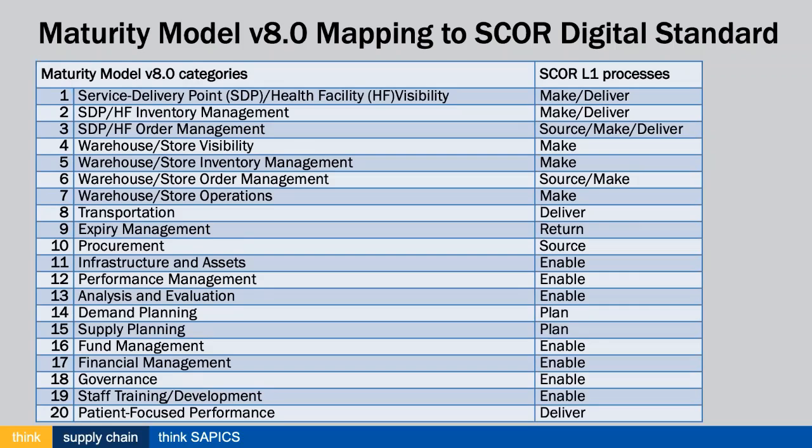When we look at order management, it comes through the source, make, and deliver process. And when we look at warehousing, we have it between the make and source SCORE processes, and transportation and patient-focused performance all go on to deliver. And when we look at supply planning and demand planning, they fall under the plan processes. And then we also have our enable processes such as performance management, fund management, financial management, as well as governance. And the return will be from an expiry management perspective.